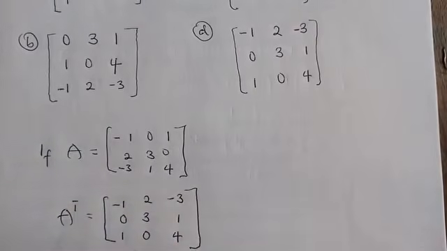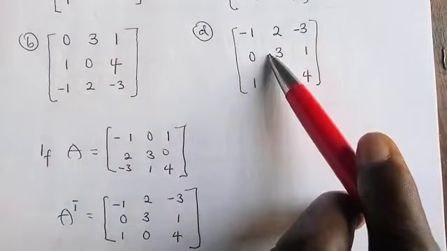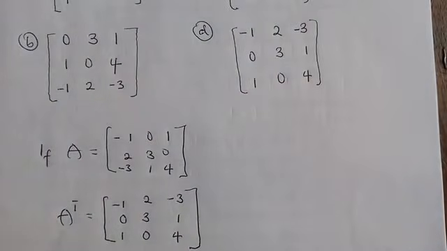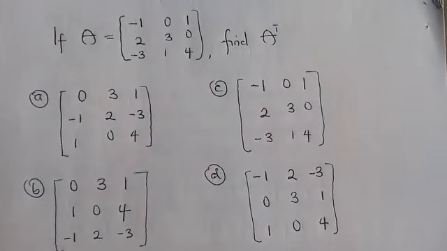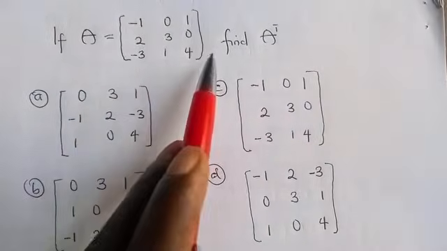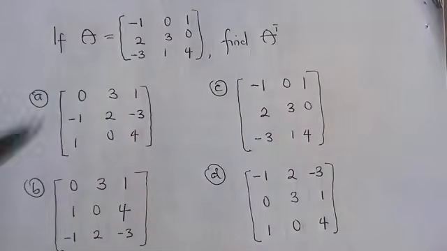That is A transpose. When you look at this A transpose that we have gotten, comparing this with the options, you see that option D has the same values as this A transpose. So option D is the correct option for this particular question, the transpose of matrix A.